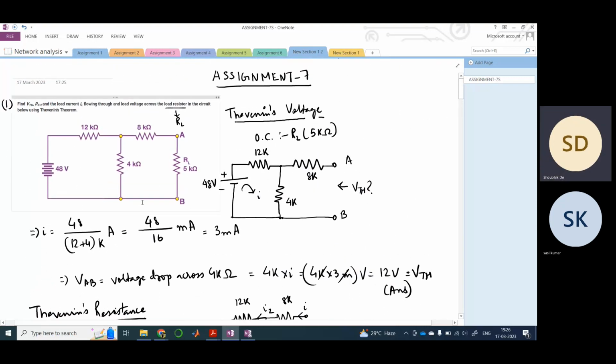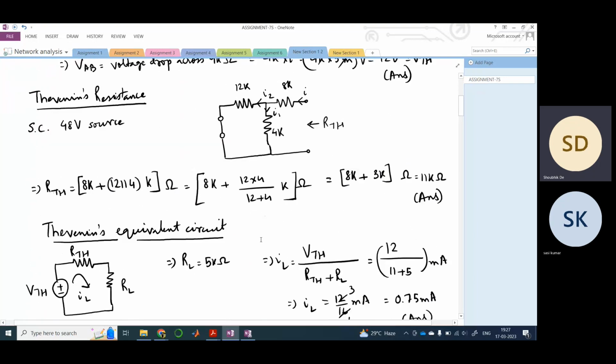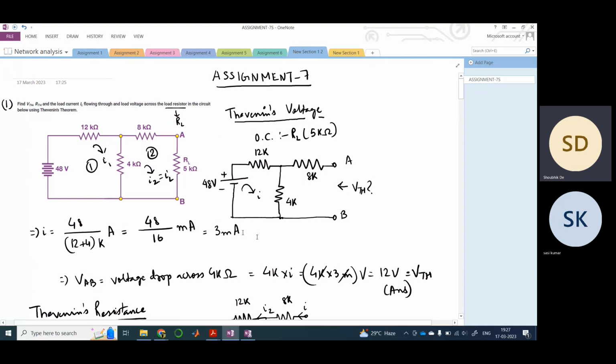Instead of this, you could have easily solved the problem using two meshes. This would have been simple mesh analysis. You would have had two meshes, the first mesh and the second mesh, so there would have been I1 and I2. This I2 would have been nothing but IL. This is how you would have also calculated IL, but there you would have had two equations.